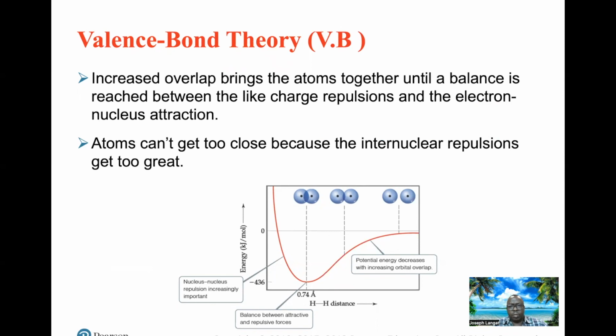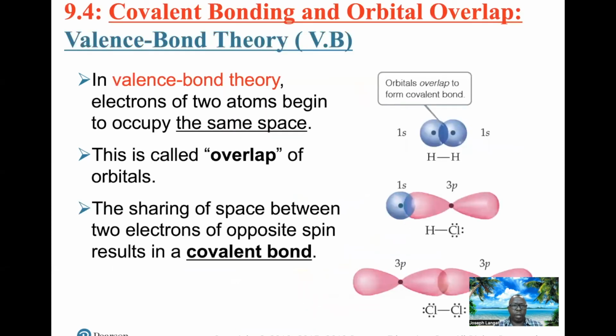I will not ask you, no one will expect you to memorize the internuclear distance for all molecules, but understand that when the overlap takes place, there is an optimum internuclear distance for the bond to form. So remember the overlap: in valence bond theory, a bond is formed as a result of atomic orbitals overlapping to occupy the same space.